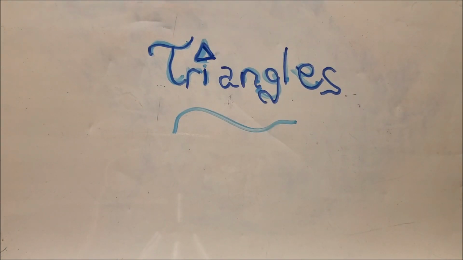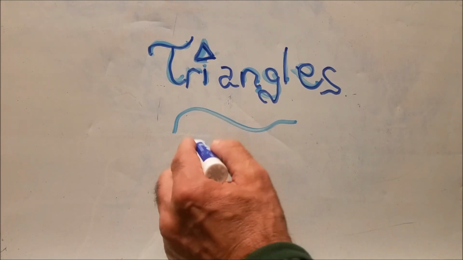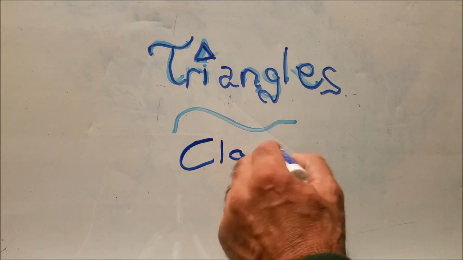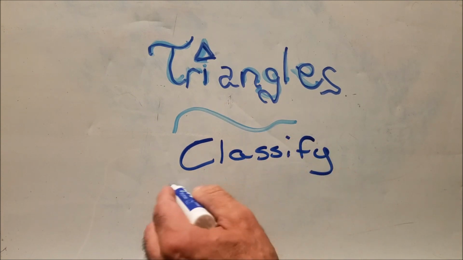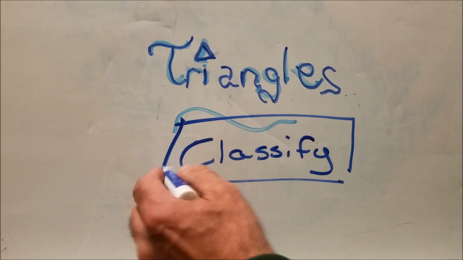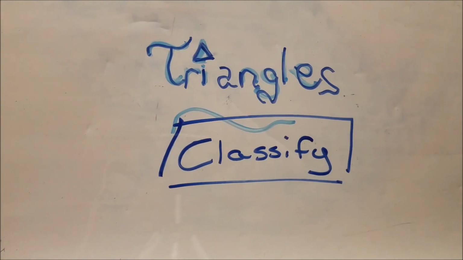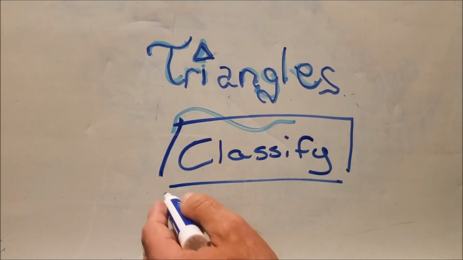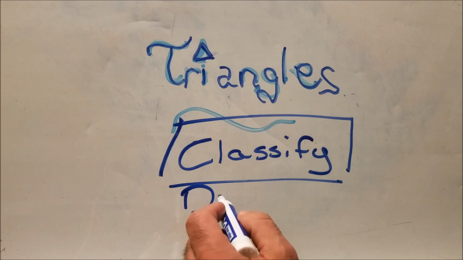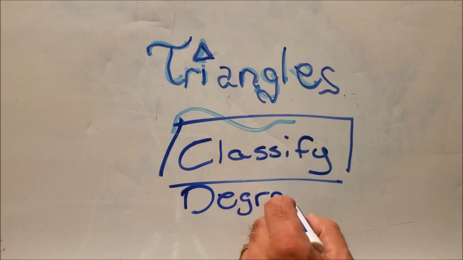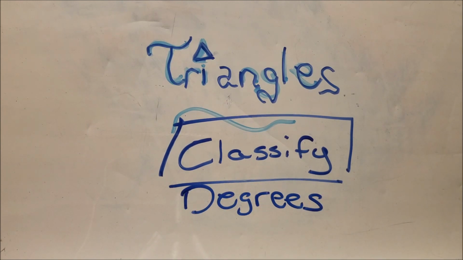At triangles, we're going to look at the types of triangles there are, and we can classify them. So here's a word, classify. Classify means to sort, to put them in certain categories. So here's some vocabulary words. We're talking about degrees. You can classify triangles by their degrees.